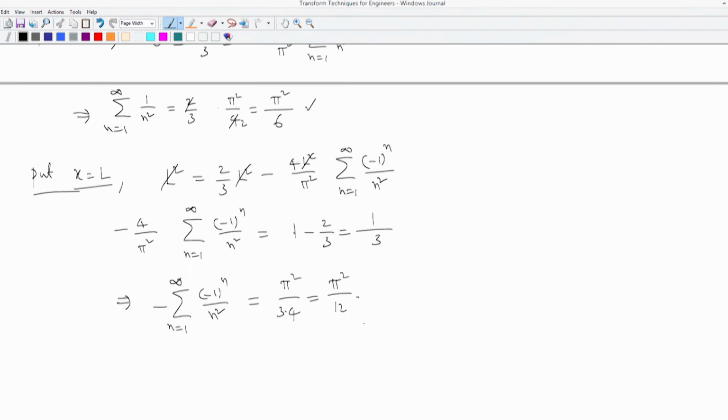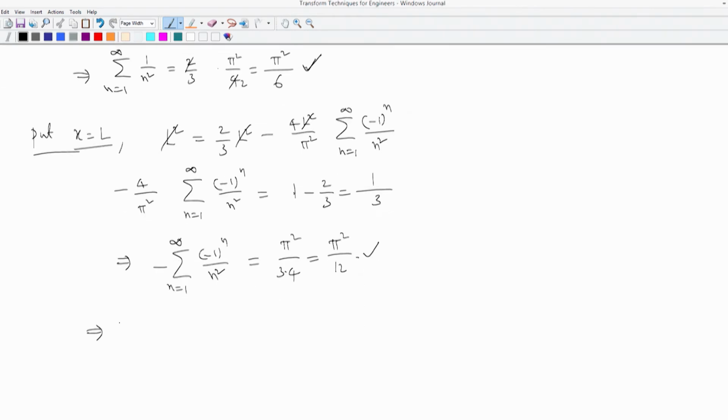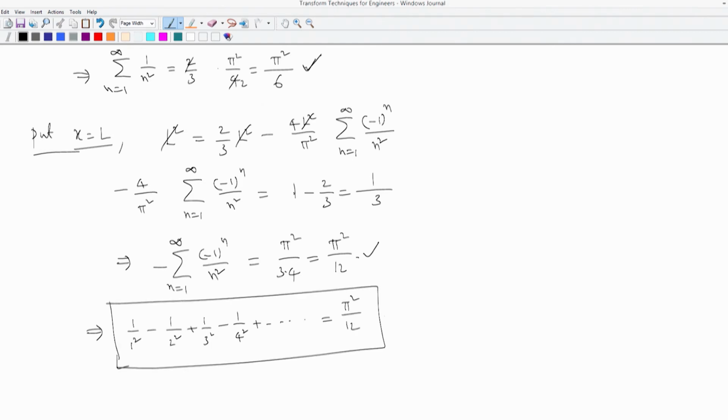This is a well known result when you put x equal to 0, and you have this result now. For n equal to 1, this is minus 1 by 1 square, so it is going to be 1. So 1 by 1 square minus 1 by 2 square plus 1 by 3 square minus 1 by 4 square, and so on, whose value is actually pi square by 12. So this is the result you get. This is also well known. This is how you can get the sum of a number series from the Fourier series.